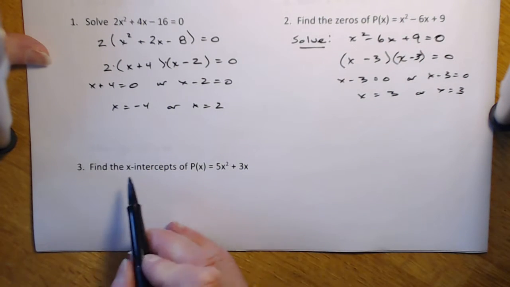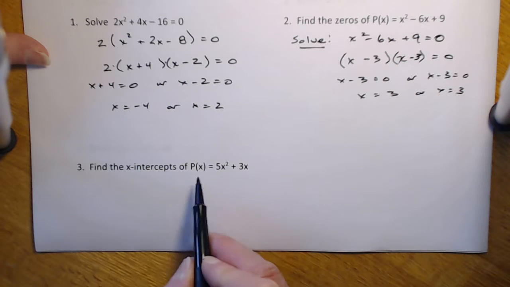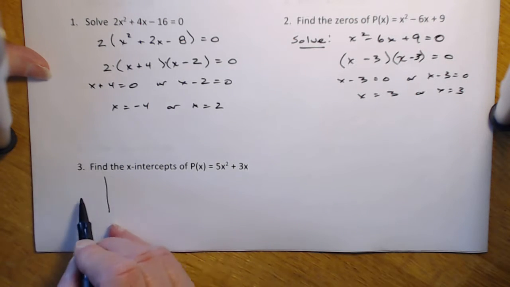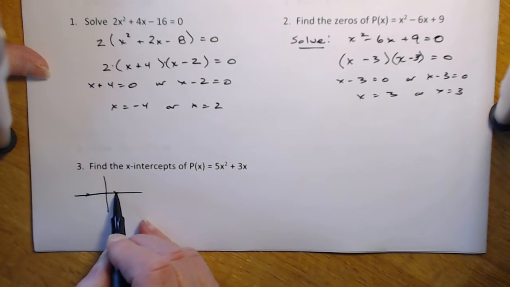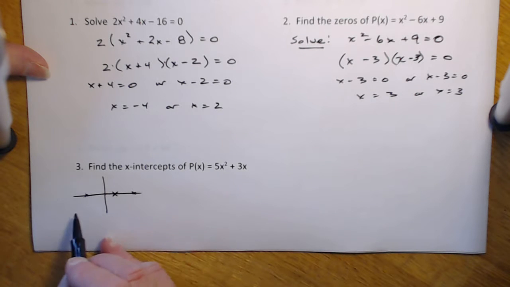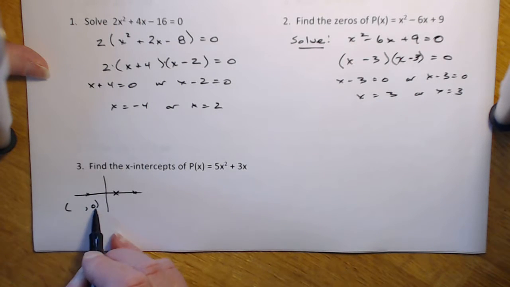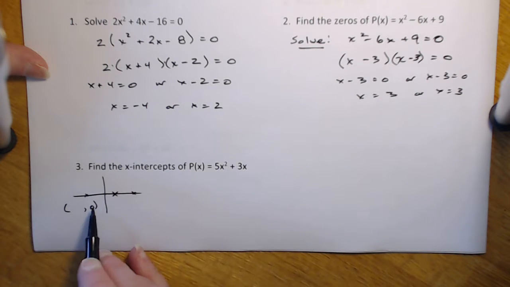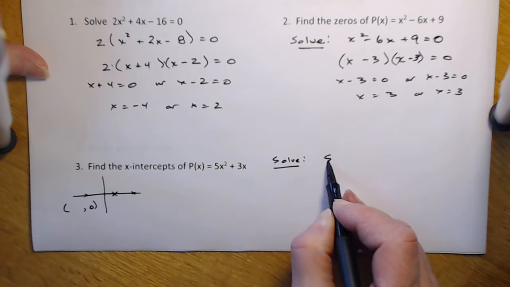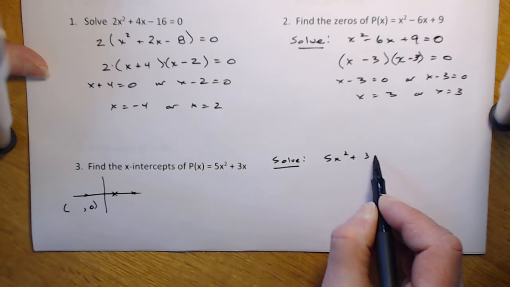All right, again, just a slightly different question, but the same work we're going to have to do. Find the x-intercepts. Remember, the x-intercepts are somewhere along the x-axis. So again, what do we know about points along the x-axis? The y has to be 0. So again, this is just another way to say, when is this function equal to 0?